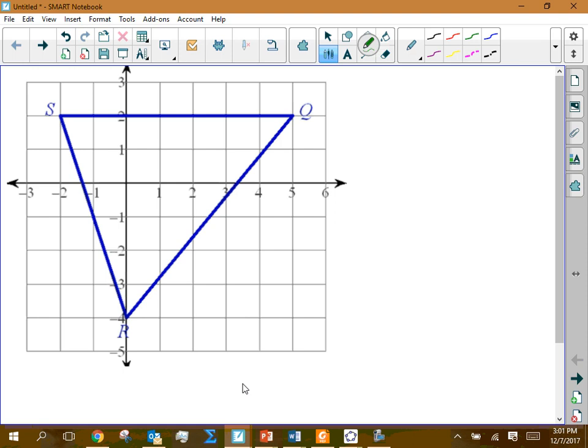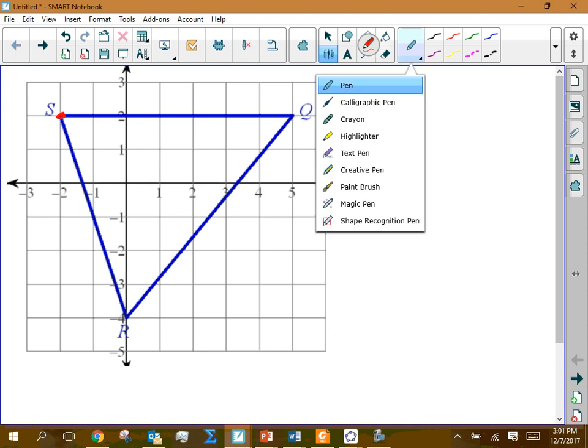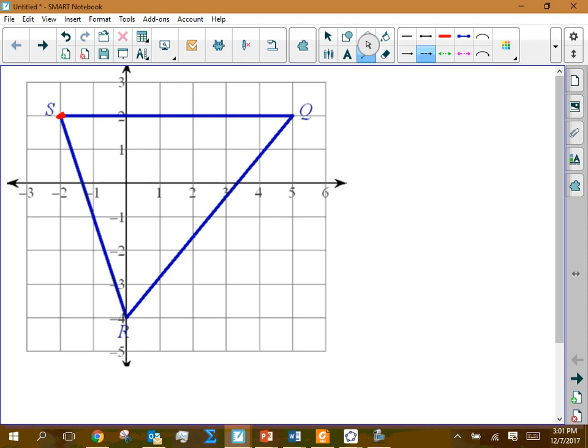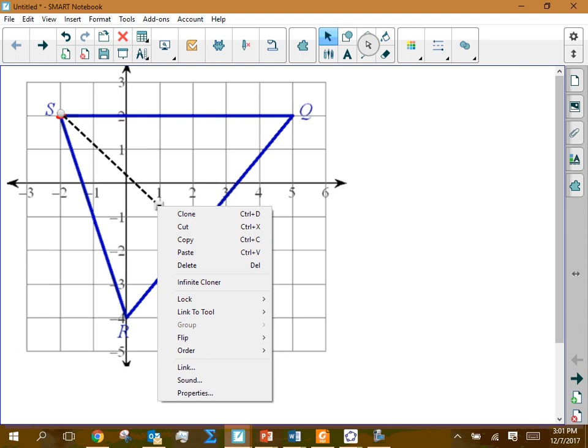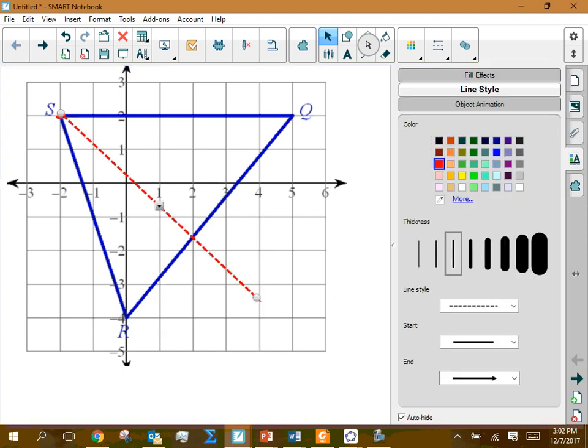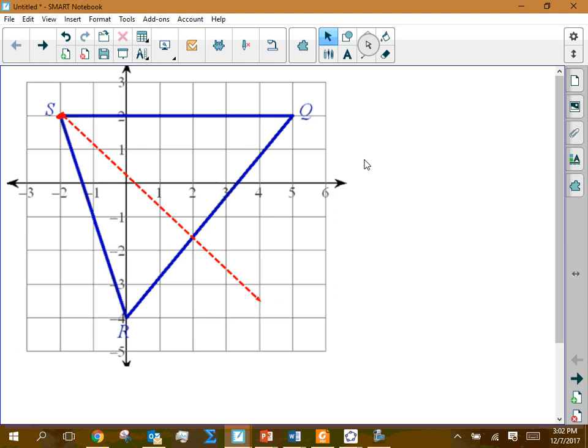Okay? So I'm going to think about maybe from that point S to perpendicular to the opposite side. So let's go perpendicular over here, and maybe I'm just going to ballpark it. That kind of looks perpendicular. Okay? So just so I can talk about it a little bit easier, let's color that line. Okay? So I want to find the equation of that red line.